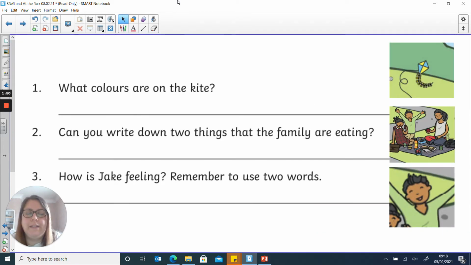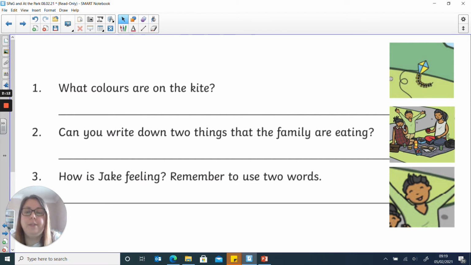So now I want you to think about these questions. The first question says, what colours are on the kite? What colours are on the kite? Blue and yellow, aren't there? Do you think you can write that down? Blue and yellow. Write that down in your book. Then pause the video and have a go at question 2 and question 3.